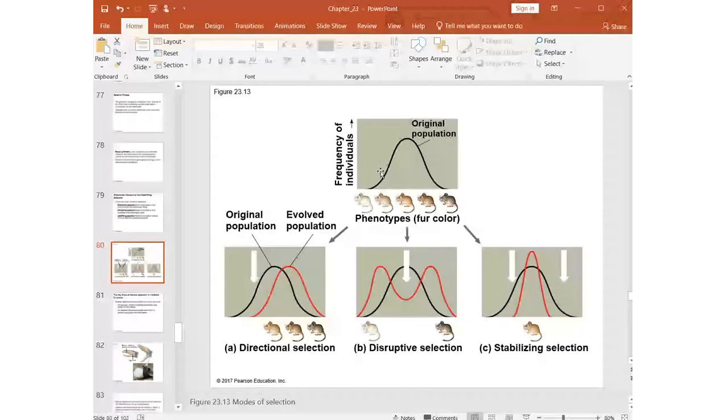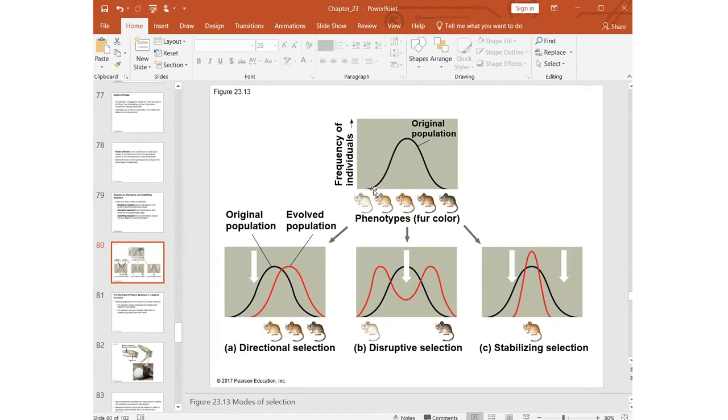It means that there are a lot of individuals right here in the population, but not very many at the ends. We're looking at mice, and we're looking at how dark the coat color is. Here's a very light coat color. Here's a very dark coat color. Here's a coat color that's kind of in the middle. It's showing how many individuals have these different coat colors.